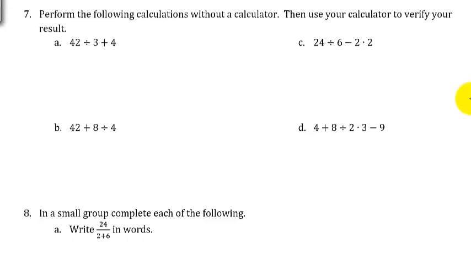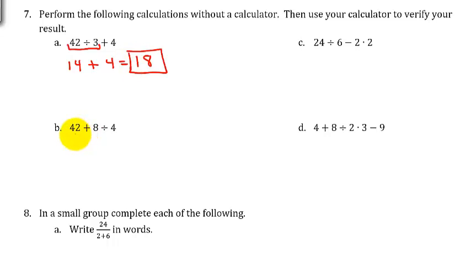So now here are some examples. And our first example is 42 divided by 3 plus 4. And so order of operations tells us that multiplication and division is before addition and subtraction. So we're going to do this division first. And 42 divided by 3 gives us 14. And then bring down the plus 4. And 14 plus 4 gives you 18.